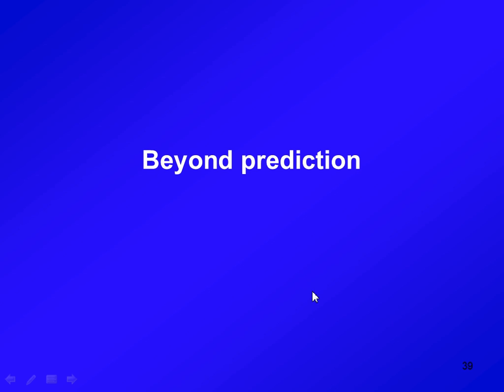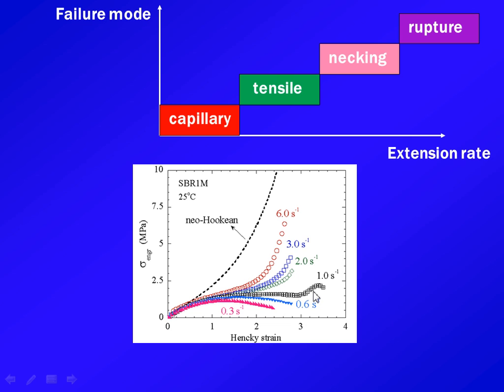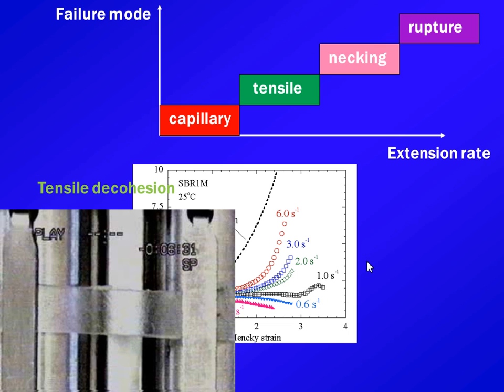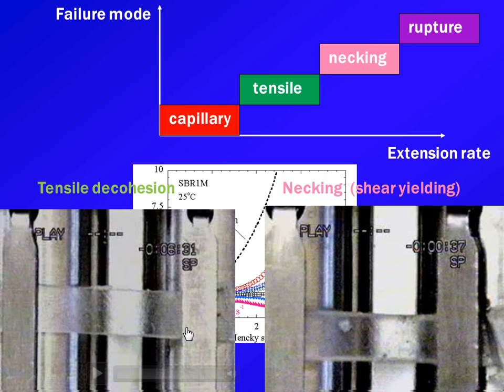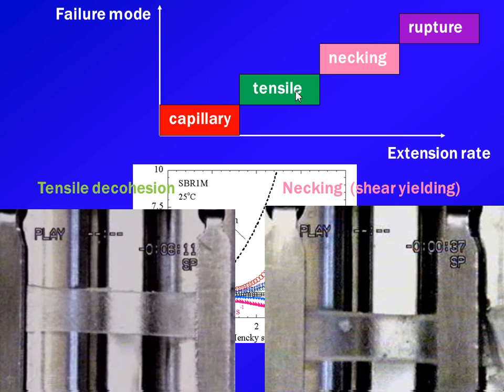So I'm reaching the end of this, and there are things beyond prediction, really beyond prediction, because we really didn't think we would be able to say much about it. But it has so much to do with processing, in this case particularly rubber-related processing. It turns out when you do extension, depending on the rate you use, there are different behaviors that can be classified.